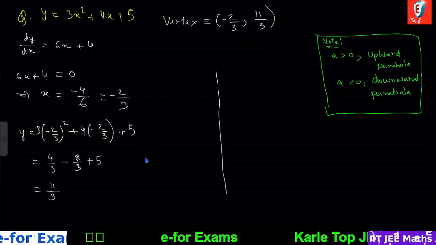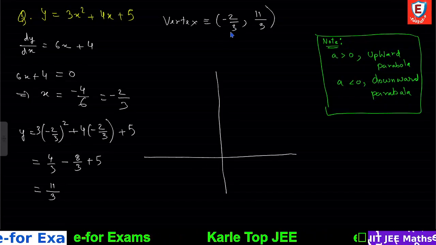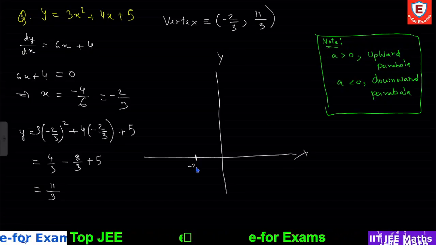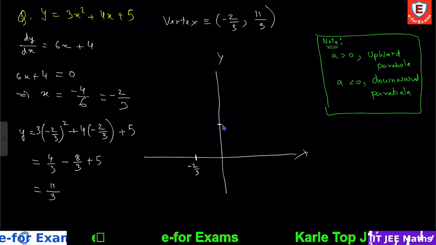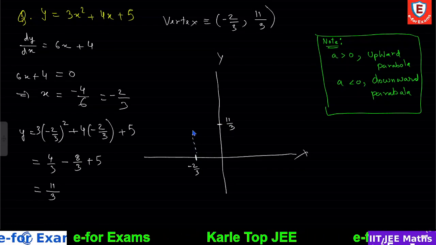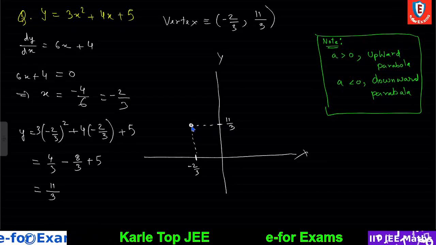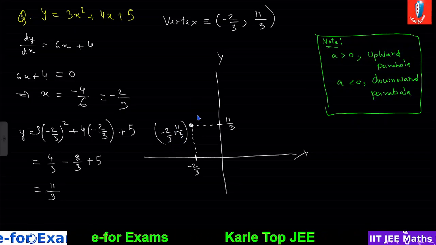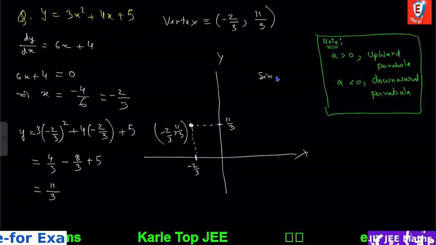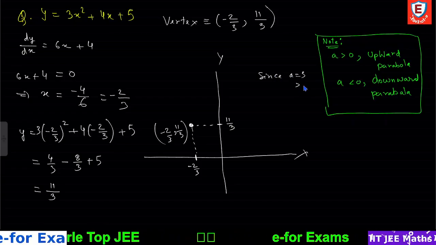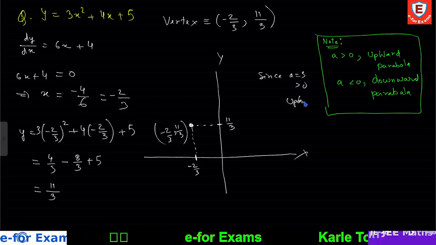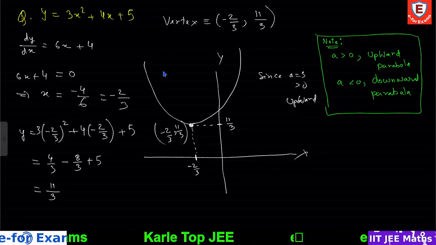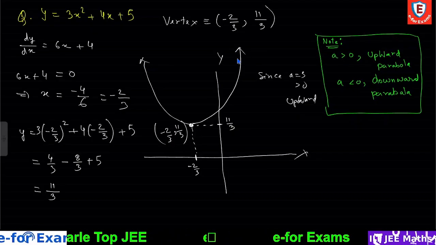So you can plot here. Minus 2 by 3, right? X is this one, this is y. X minus means here. Let it be minus 2 by 3. And here it is 11 by 3. Draw a perpendicular line, intersect here. It is (minus 2 by 3, 11 by 3). From here, since a is equal to 3, greater than 0, upward parabola. So draw an upward parabola from here. This is your graph. This is the required graph.